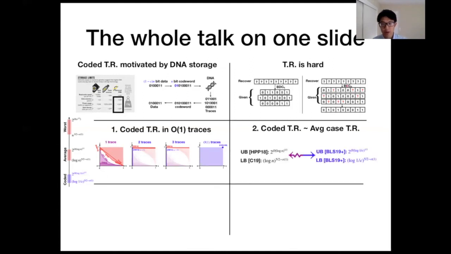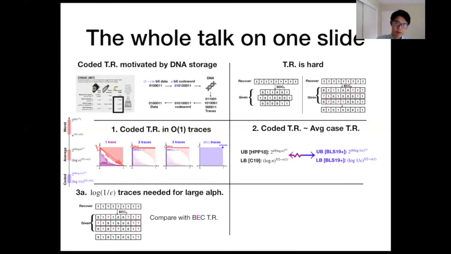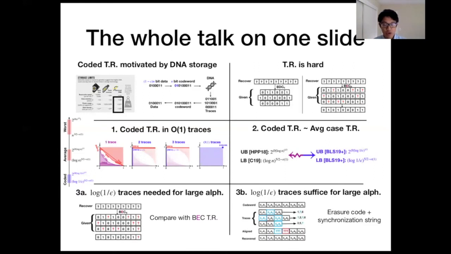We also showed that our results follow from a pair of black box results where we showed an equivalence between coded trace reconstruction and average case reconstruction. This says that any improvement to one is going to give you an improvement to the other, and also that our results are the best possible given our knowledge of average case reconstruction. Then I told you about our results for large alphabet trace reconstruction, that log 1 over epsilon traces is optimal, and I sketched the ideas behind the proofs.